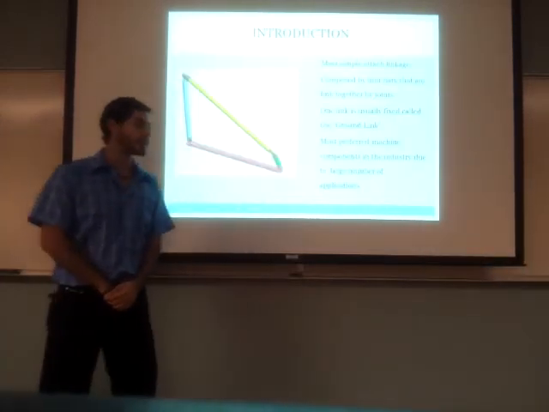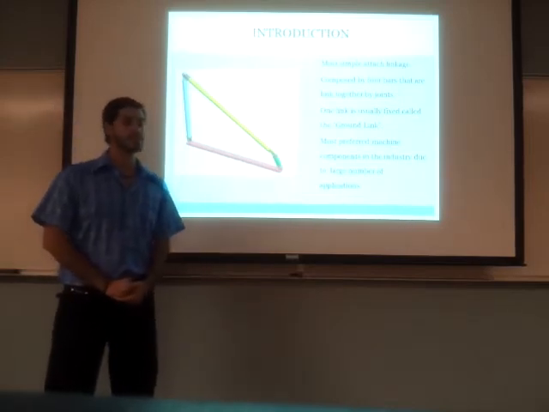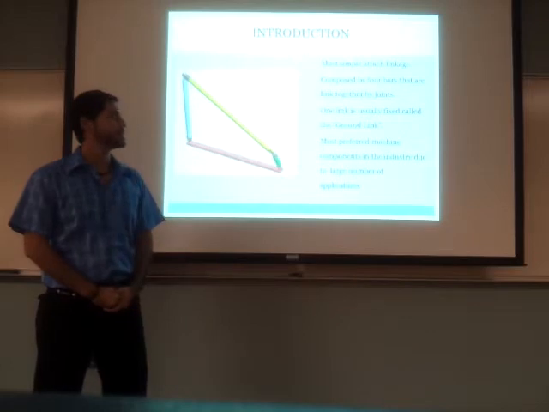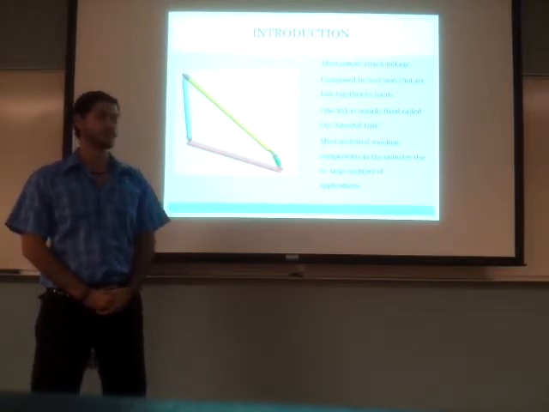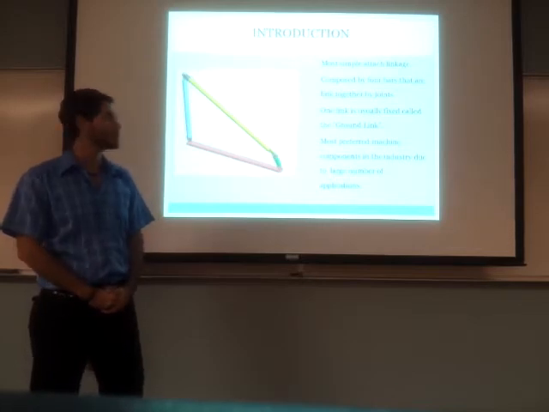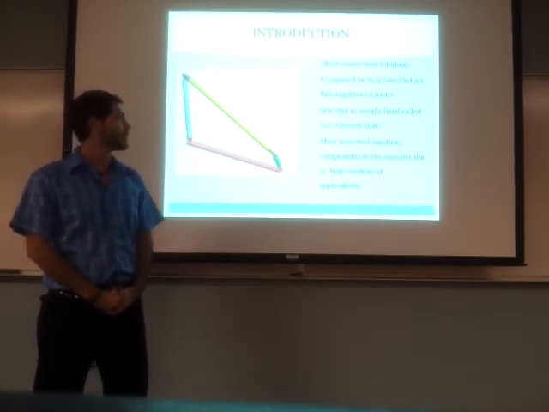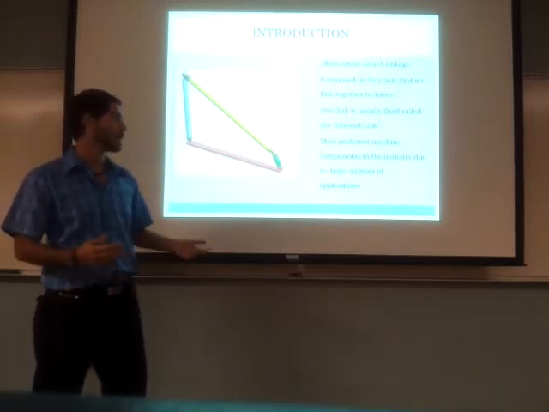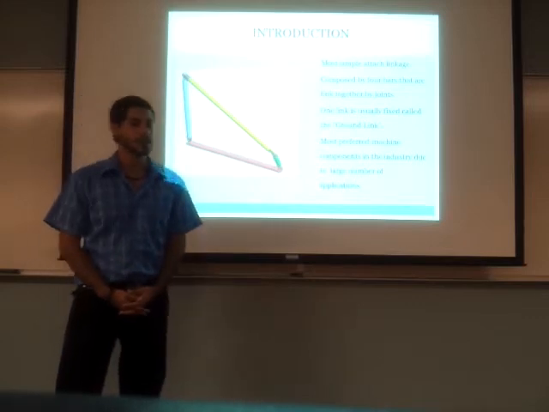The 4-bar mechanism is the most simple attached linkage. It is composed of 4 bars or links that are held together by revolute joints. Usually one link is fixed. This is called the ground or fixed link. The 4-bar mechanisms are most preferred machine components in the industry due to their large number of applications.